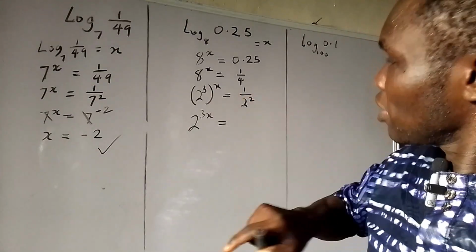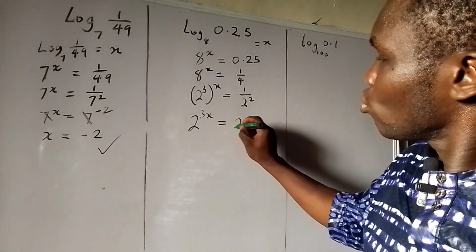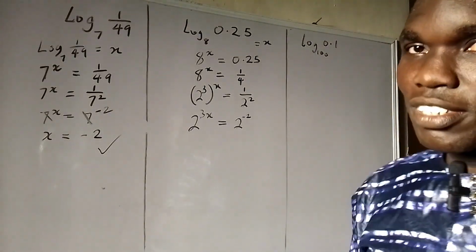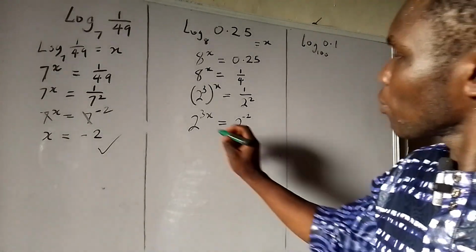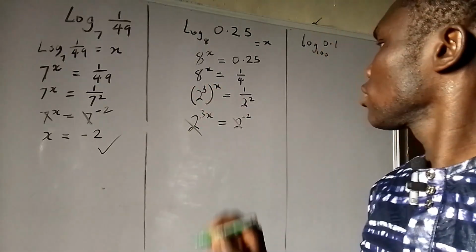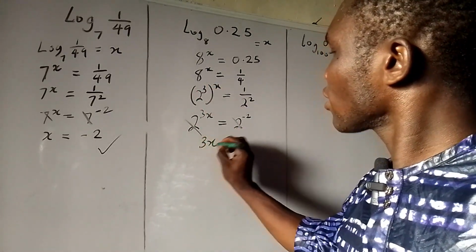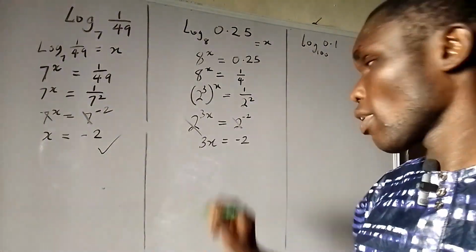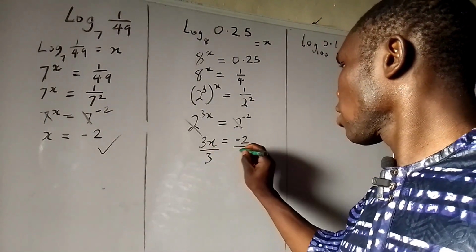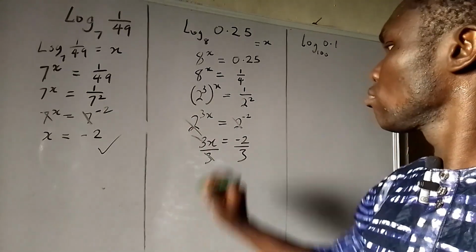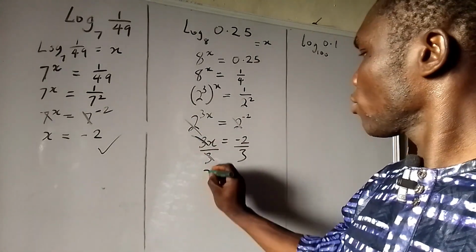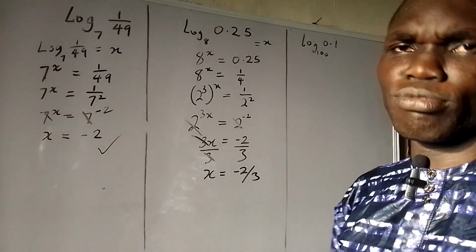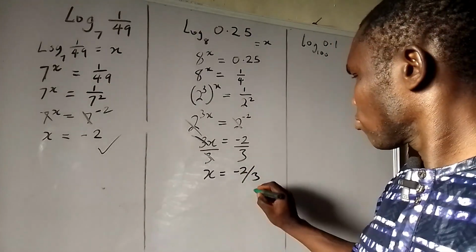That's what I want to do here again. So this is the same as 2 raised to power minus 2. Indices again. Good. Now I can cancel this, cancel this. So I have 3x is equal to minus 2. Divide both sides by 3. Cancel, cancel. So I have what? x is equal to minus 2 over 3. Simple. Correct.